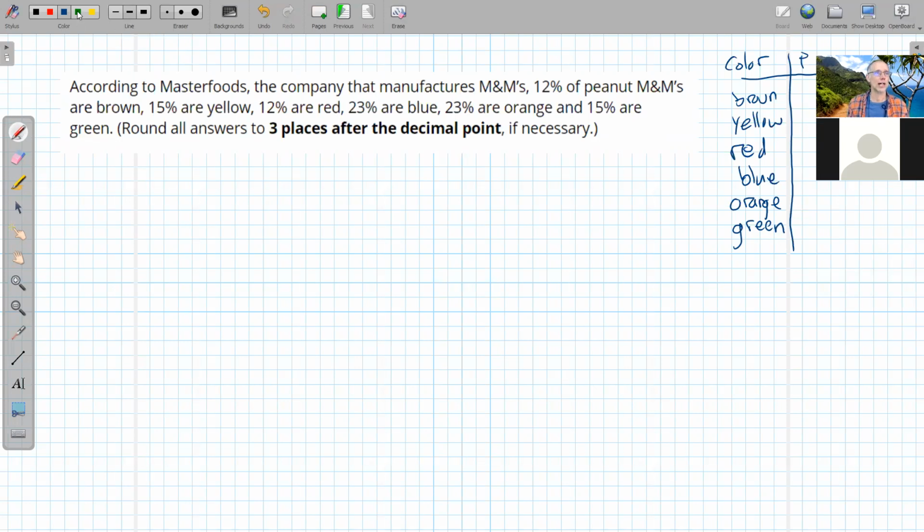That explains a lot. All right, so we have 12% here, and then 15% for yellow. Red has a 12% probability, blue a 23% probability, orange also 23, and then green is 15%. And let's just double check, always a good idea, that these add up. Partly it's just to make sure I copy them correctly.